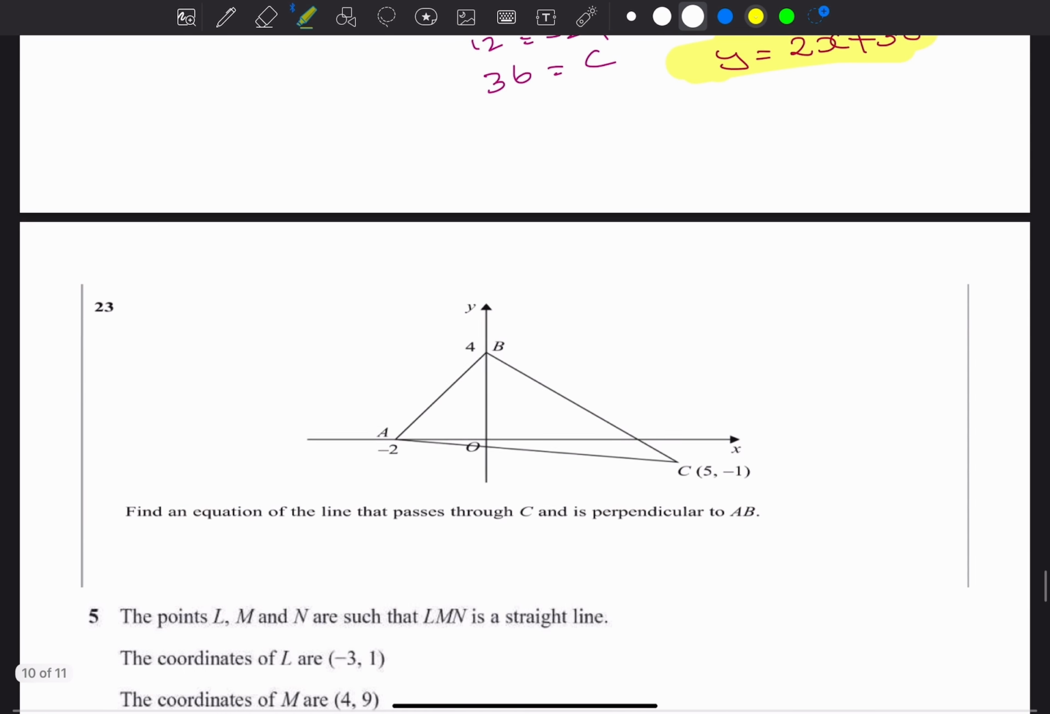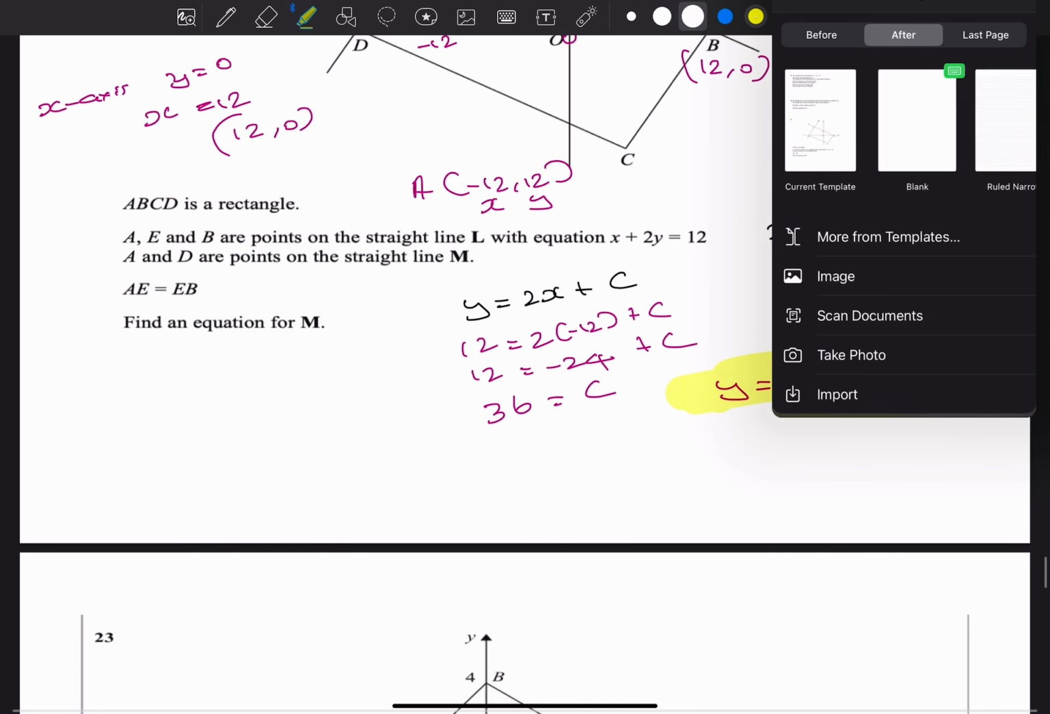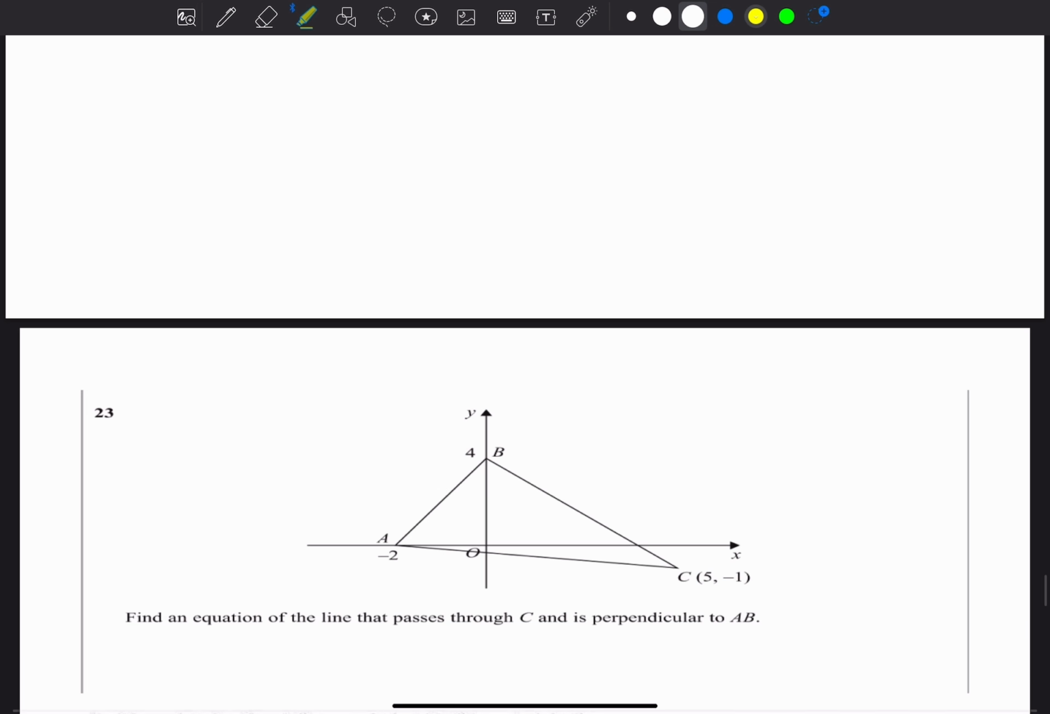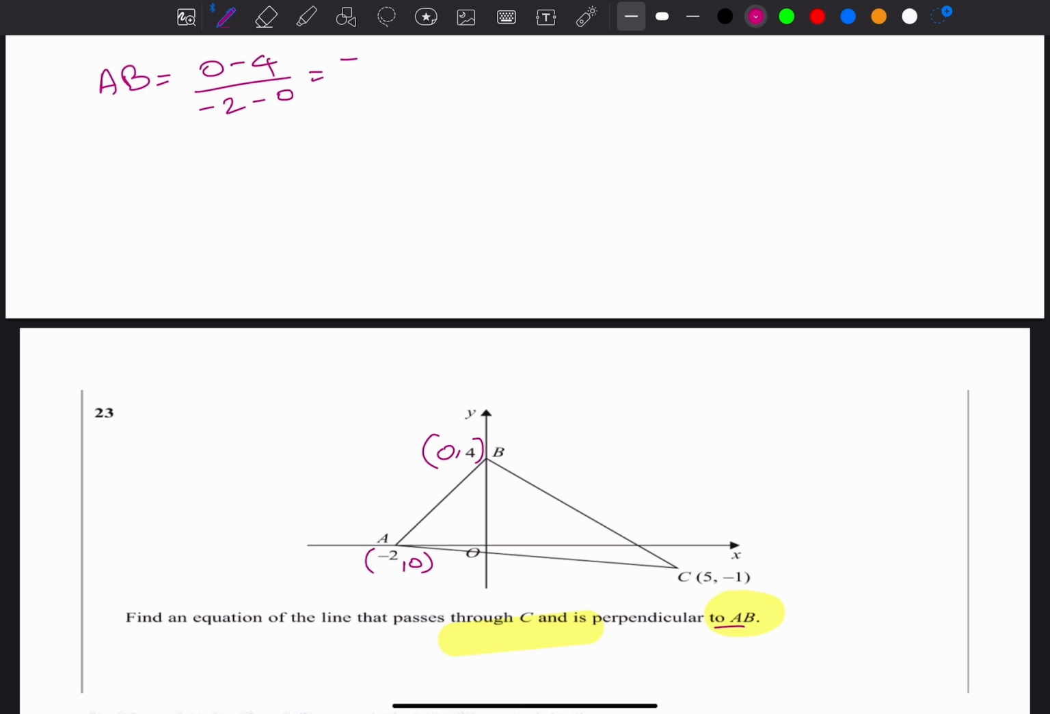Okay, let me open up a page here. There you go. The equation of the line that passes through C and is perpendicular to AB. What is the coordinate of A? It's minus 2, 0. What is the coordinate of B? 0, 4. Perpendicular to AB. So what is your AB gradient? It's change in y over change in x. 0 take away 4 over minus 2 take away 0, which is minus 4 over minus 2, which is 2.